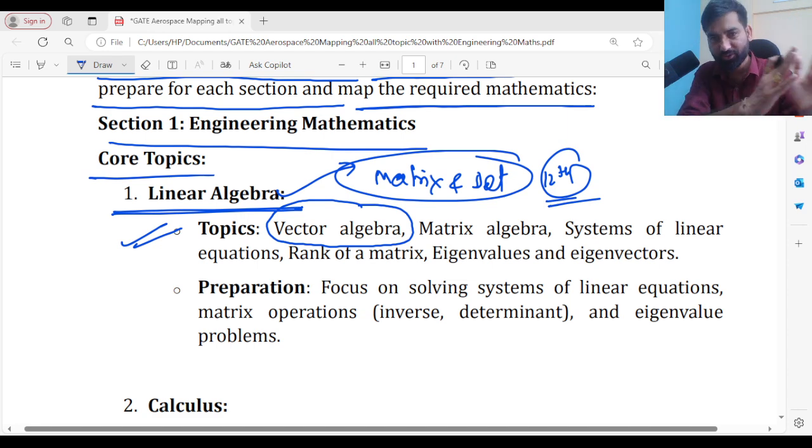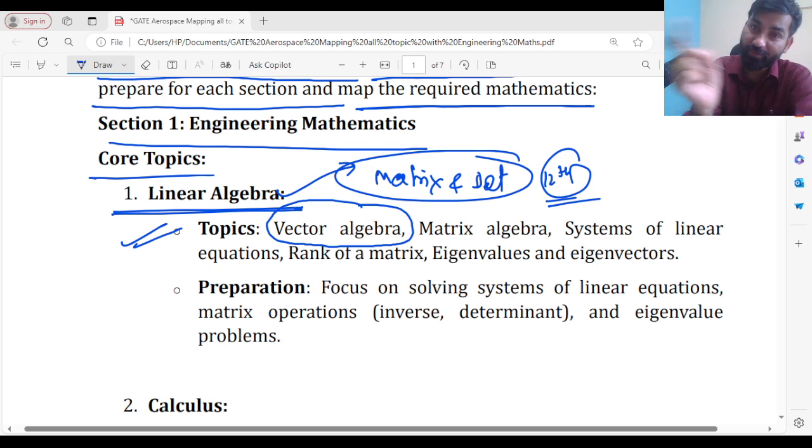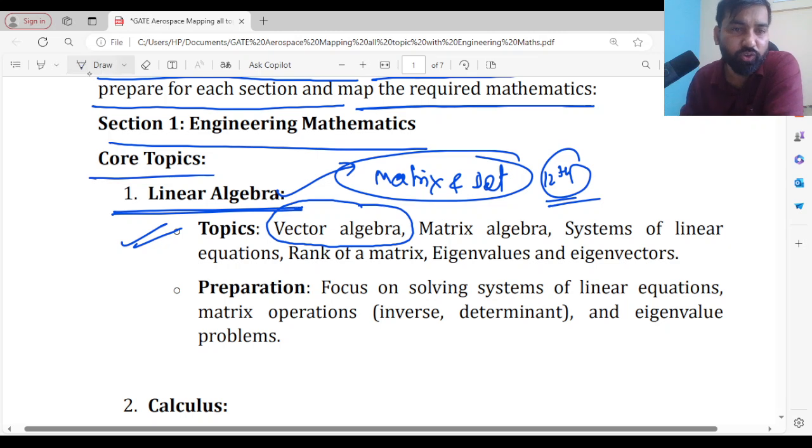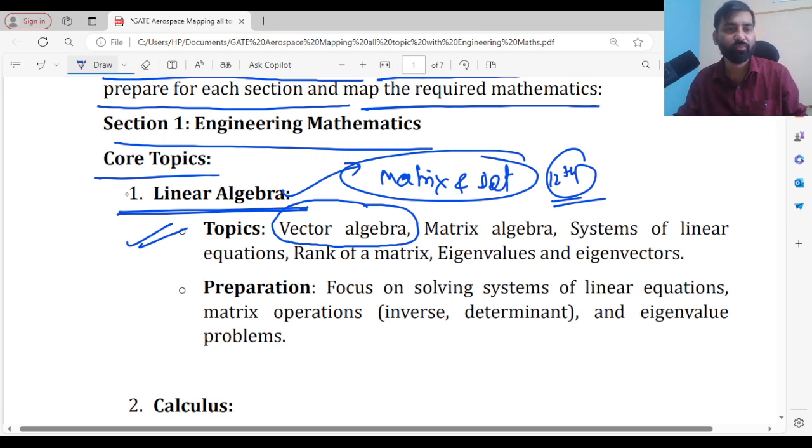Just you can go through, because mathematics means what? You don't have to find any map here, but core subjects you have to find the map with the maths. So here, you have to focus on solving system of linear equations. You have to focus on inverse and determinant, eigenvalues problem, right? So you will find some questions from here. Certainly each year you will find one or two questions.